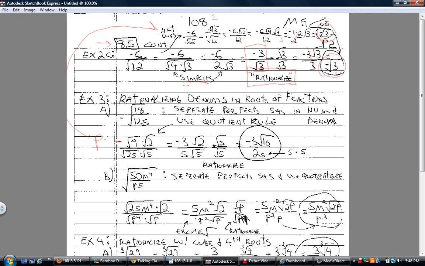Okay, sorry about that. Let's jump back down here. What can we do about 18? Break it down: perfect square of 9 times square root of 2. And 125: 25 times 5, there's a perfect square. So we've got this here. Execute the perfect square roots. You've got square root of 9, negative 3, square root of 25, 5.